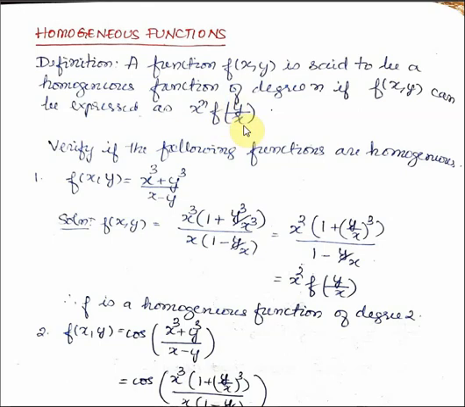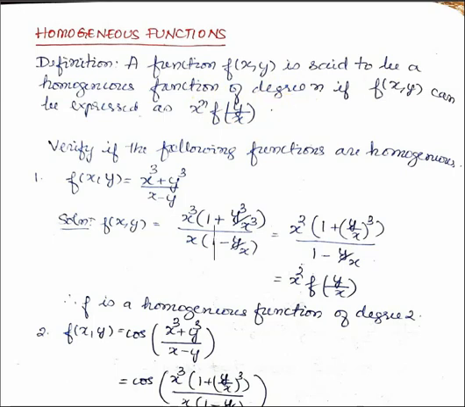That means I can take an x power n outside from this function f of x, y, and the remaining function is going to look like a function of y by x. It is a function of a single variable, and that variable is y by x. The two variable function, I can write as x power n into a function of a single variable. The single variable is y by x. Then this x power n, the power of x that I have taken outside, is said to be the degree of the homogeneous function. We shall see some examples of this.